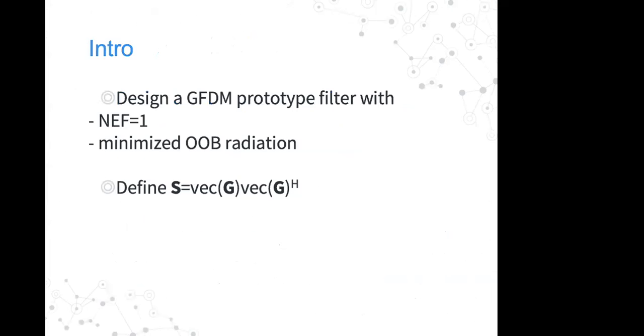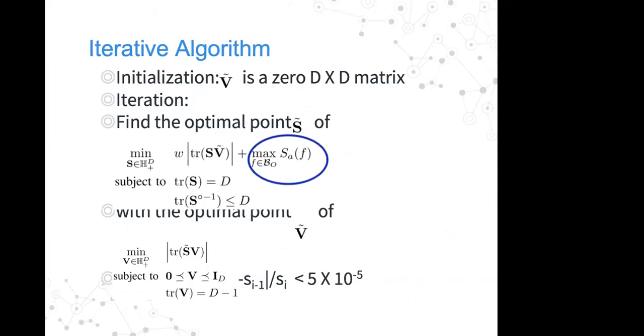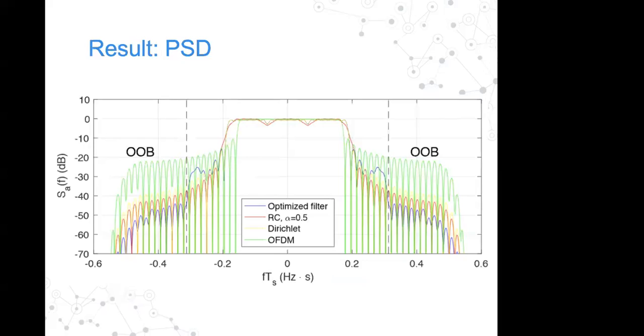The performance, filter optimization and out of band, the filter with minimum parameter settings. I just skip the power spectral density. So if you look at the power spectral density of a GFDM model using different filter banks, one is the optimized filter, root-raised cosine filter, and Dirichlet filter, and your normal OFDM. The normal OFDM is the green color one.